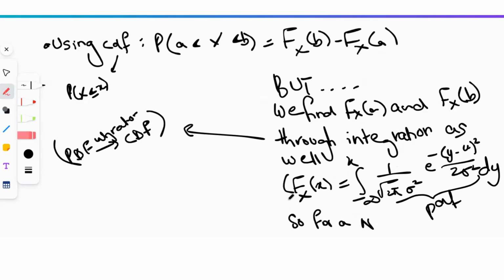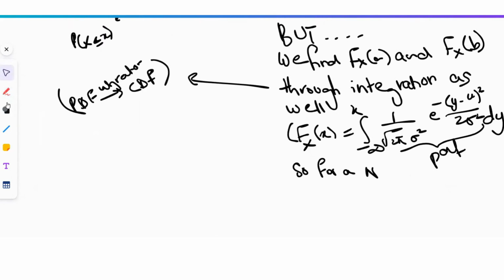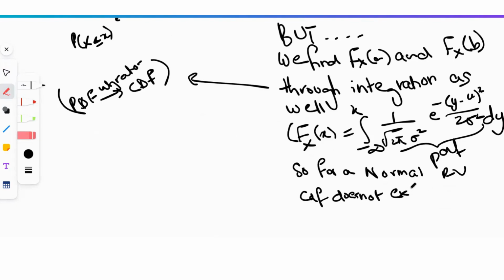Because if we had a nice closed form expression of the CDF, once I had what F_X is, I could just plug in a here and plug in b here and find their values and construct them. But because we can't integrate the PDF directly, we can't find a closed form expression for the CDF. So for a normal random variable, the CDF does not exist in closed form. What we mean by this statement is that there is no simple expression for the CDF.